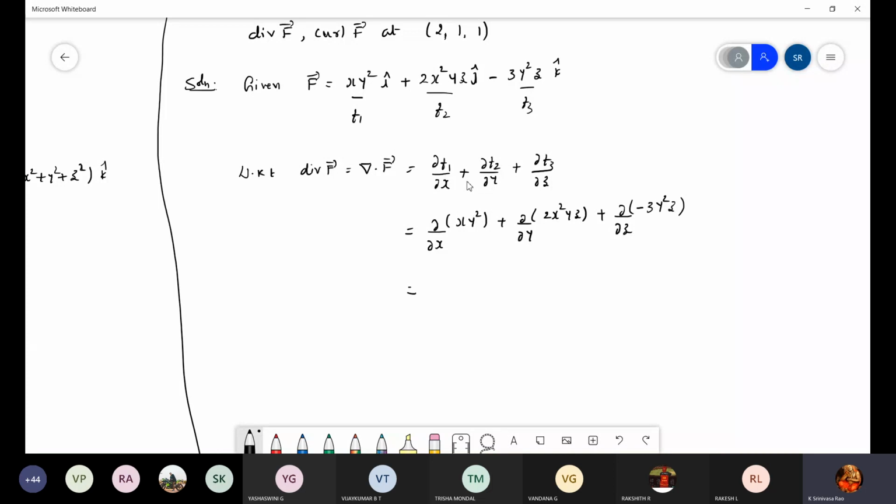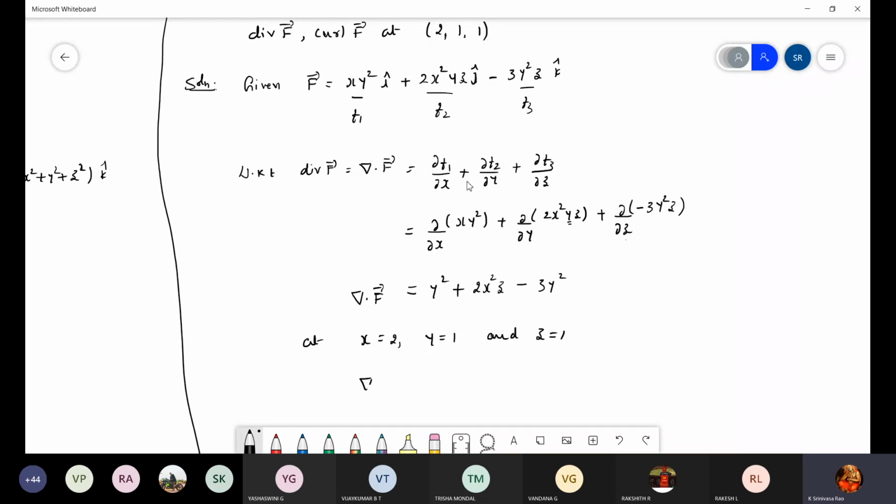So now what is the differentiation? With respect to x, you will get y² for the first term. The second term with respect to y becomes 2x²z, and this is plus into minus is minus, with respect to z, 3y². So this is del dot f. Now substitute the values. It is given at x equals 2, y equals 1, and z equals 1.